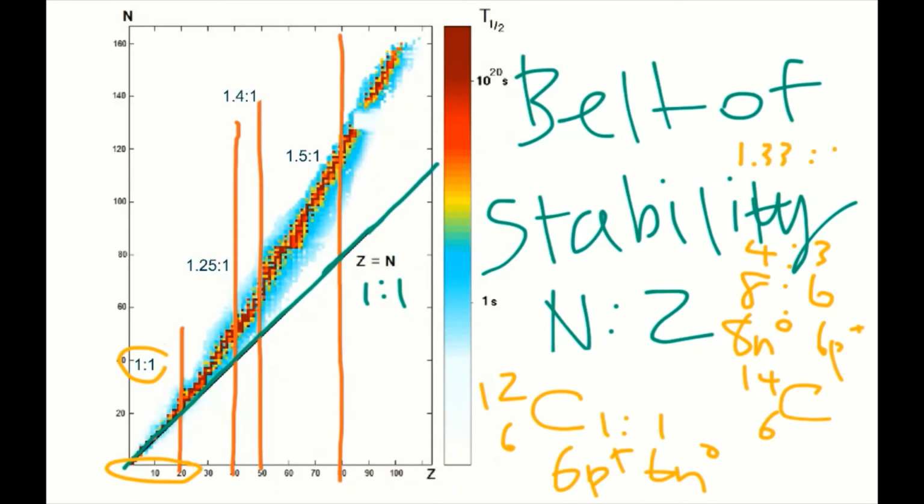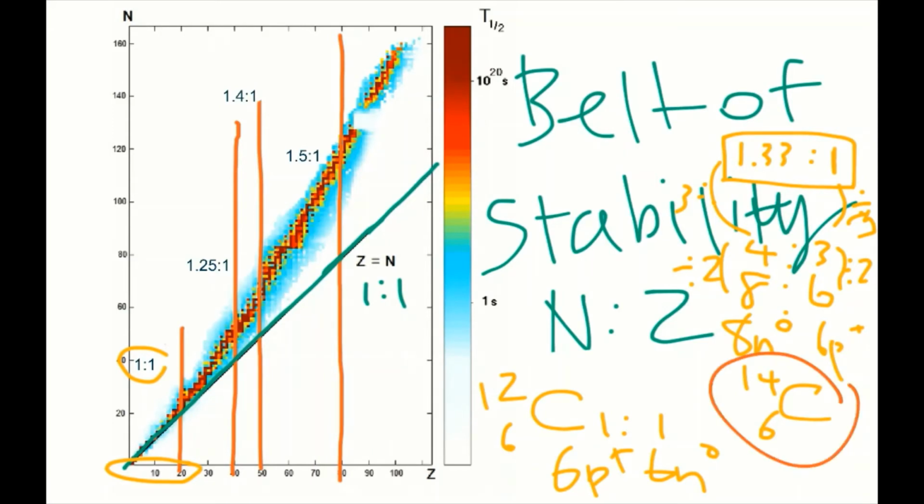1.33 to 1 ratio. So in order to simplify ratios, you basically just divide both numbers by, for this one, 2 on both sides, and in order to simplify further, I divide both by 3. So that's how you simplify ratios, and as you can see, a 1.33 to 1 ratio is not equal to a 1-to-1 ratio. So that's why carbon 14 is unstable. Let me draw a red circle around it to show that it's unstable. These ratios will tell you how many neutrons and protons you need in order to be stable.